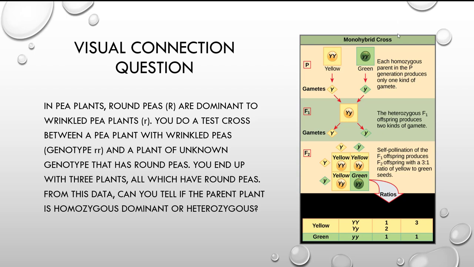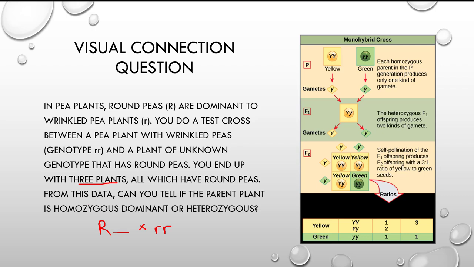So basically, you have your mystery plant, and you cross it with little r, and you end up with just 3 round plants, round peas. So can you tell if it's big R, or big R, little r, based on 3 offspring? What do you think?